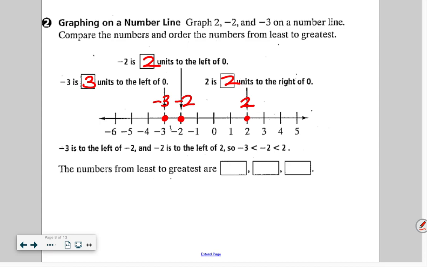As you look at the number line, which one's furthest to the left? Then the biggest would be +2. So when you graph them on a number line, whatever's furthest to the left is actually the smallest value that you have. Questions on graphing integers?